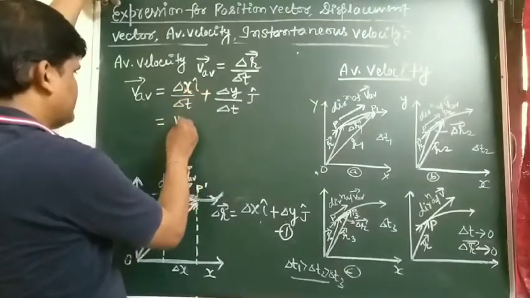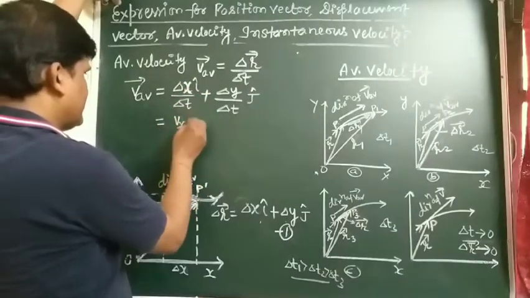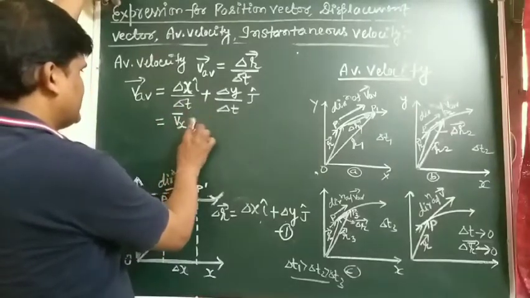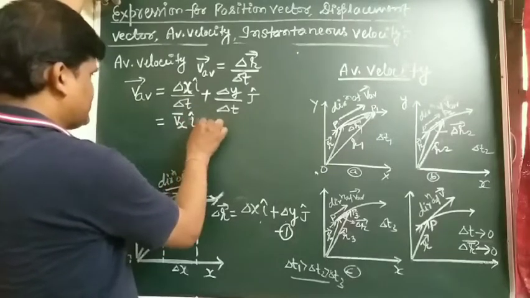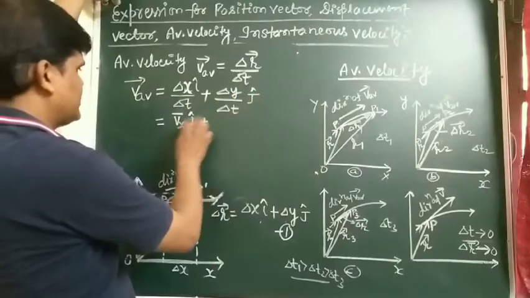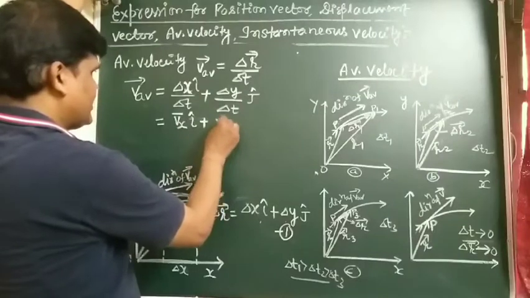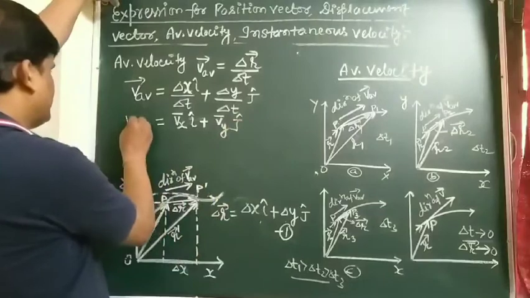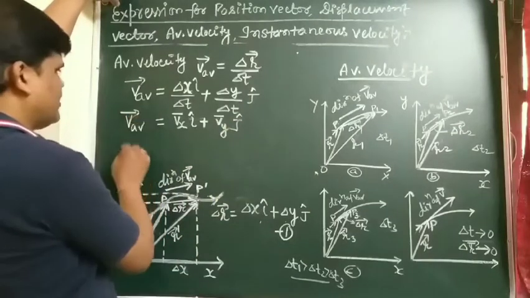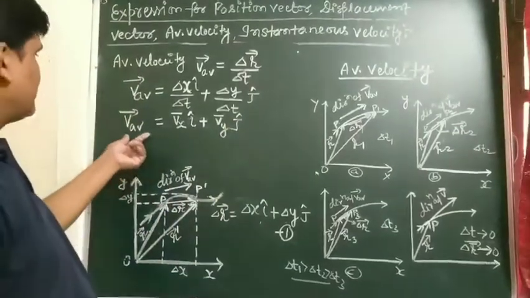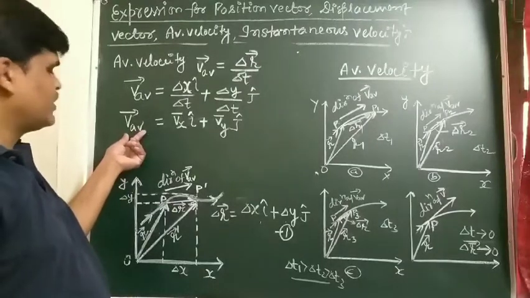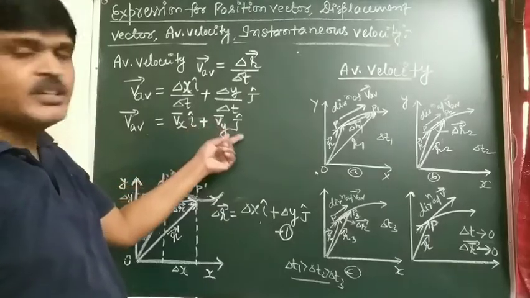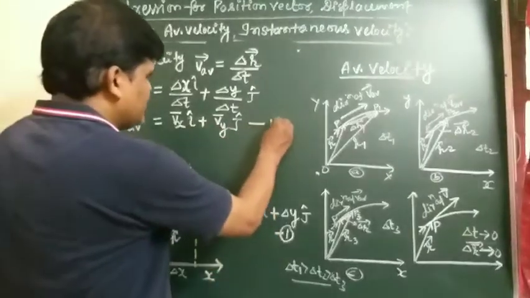So the average velocity along the x axis is written as position by time, that is Vx average. This is the average. And I cap plus position by time, Vy average, and J cap. So the average velocity of an object in a small interval of time is written as V average equal to Vx bar i cap plus Vy bar j cap, and this is equation 2.